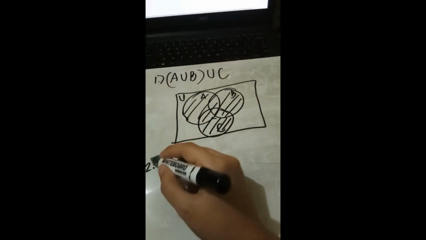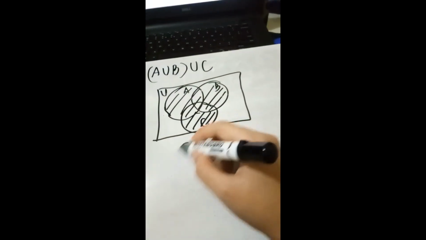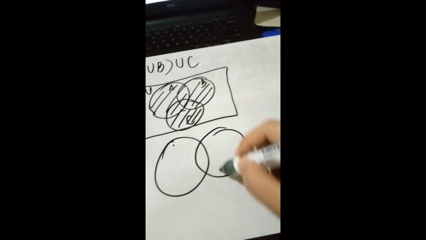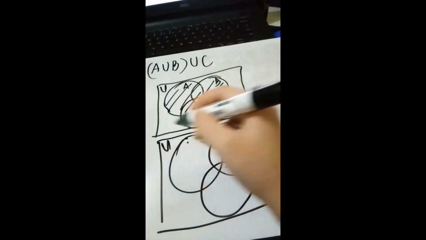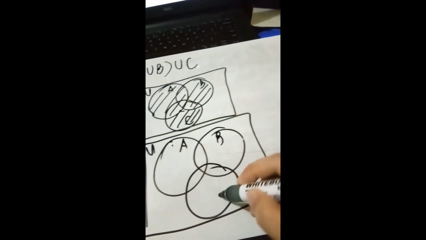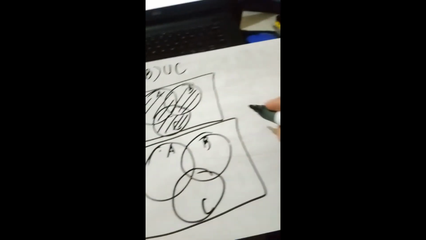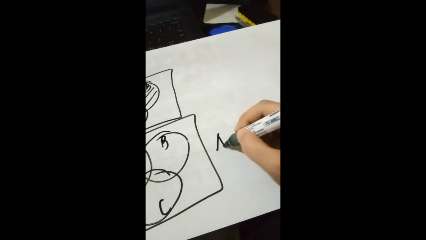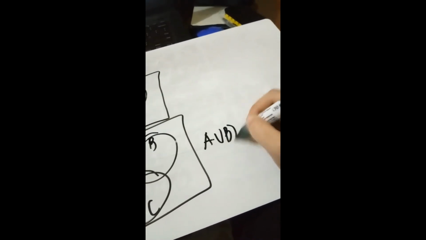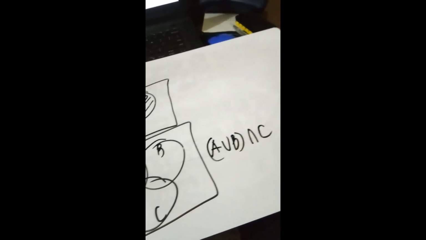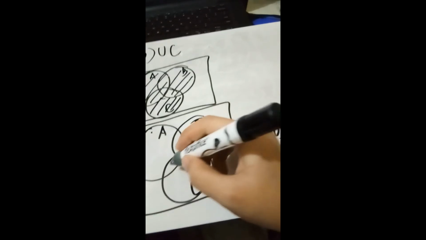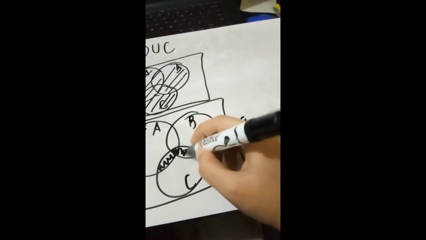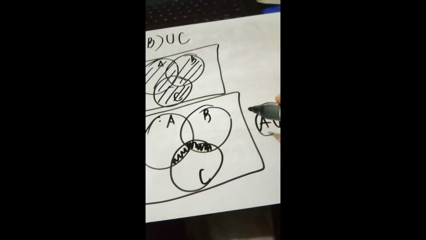Ito naman tayo sa number 2. Okay? So, second problem. It says there, we need to find A union B, you intersect it with your set C. So, A union B, what's the intersection to set C? Yan. So, that is the shaded region for number 2.